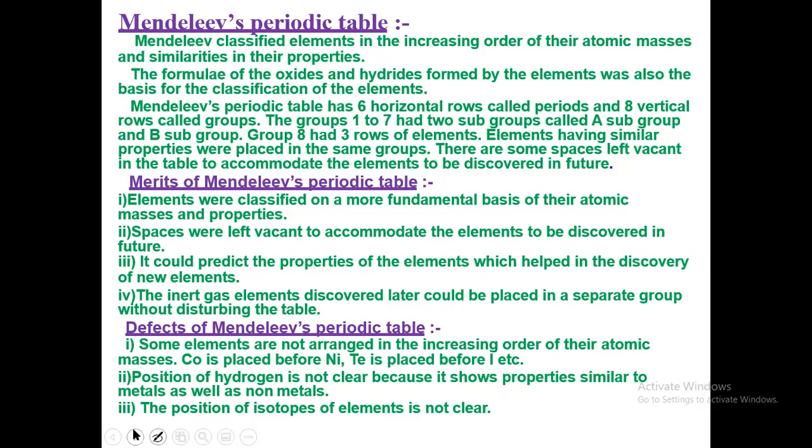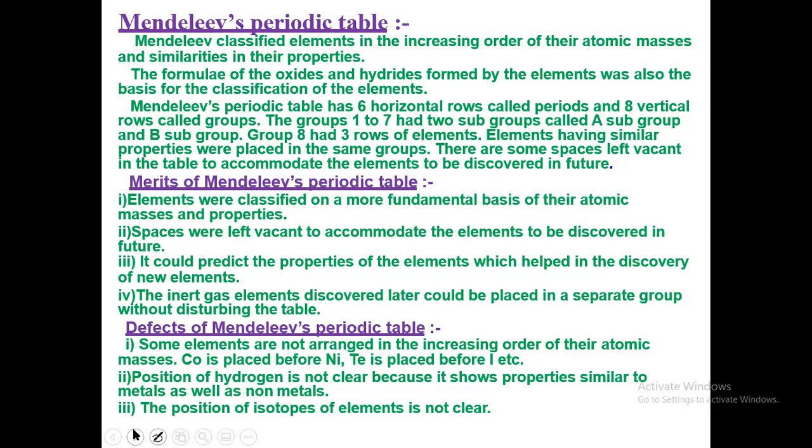In Mendeleev's periodic table, there are 6 horizontal rows that are periods and 8 vertical columns that are groups. The first to seventh groups had two subgroups, group A and group B. The eighth group had 3 rows of elements. Elements having similar properties were placed in the same group, and some spaces were left vacant in the table to accommodate elements to be discovered in future. What are the merits of Mendeleev's periodic table?